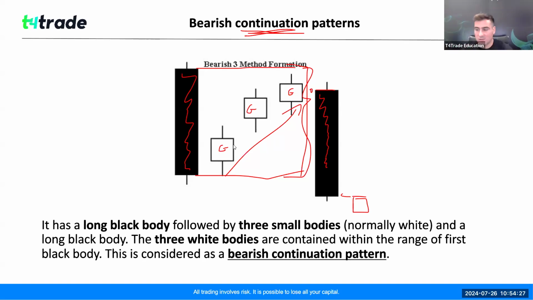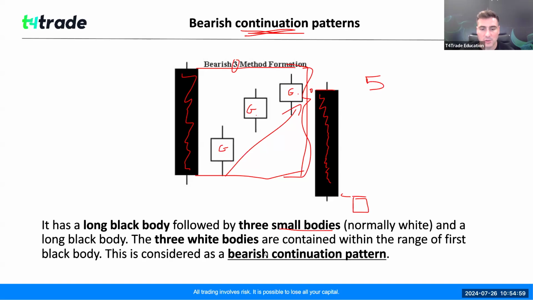The main trend is going to extend into the future. So it has a long black body or red body followed by 3 small bodies or red green candle bodies, normally white or green, and afterwards the final one. So it's a 5 candlestick formation, even though we're talking about 1, 2, and 3. So if you see this 5 candlestick formation, you are pretty sure that the extension is going to continue.